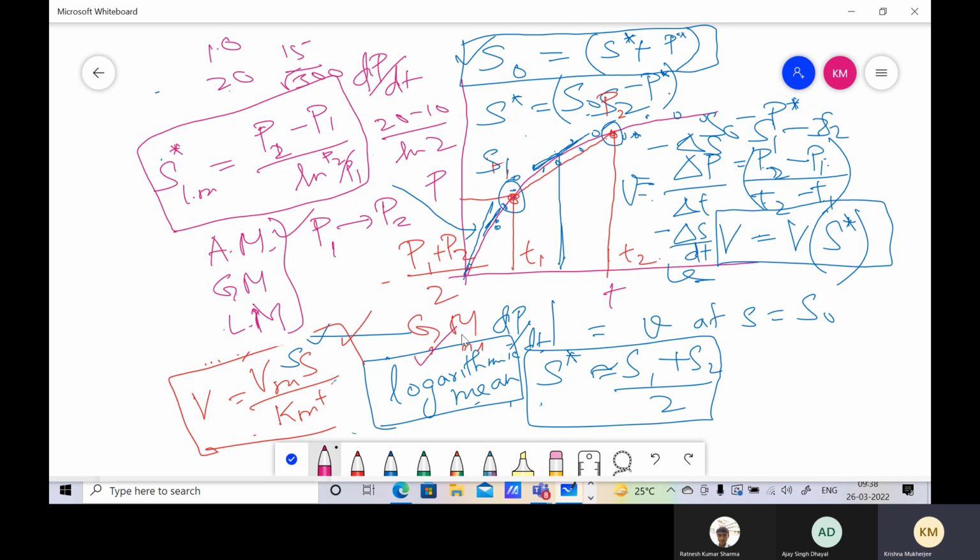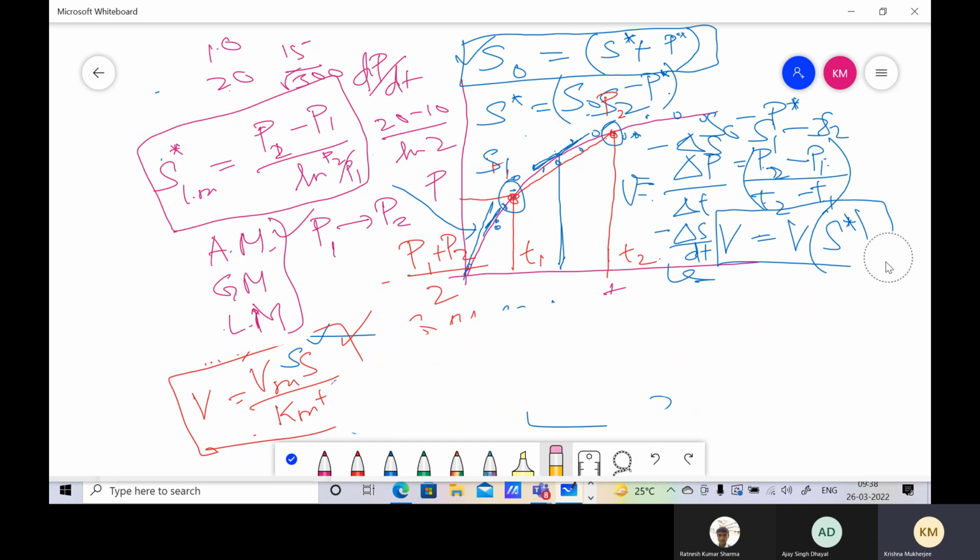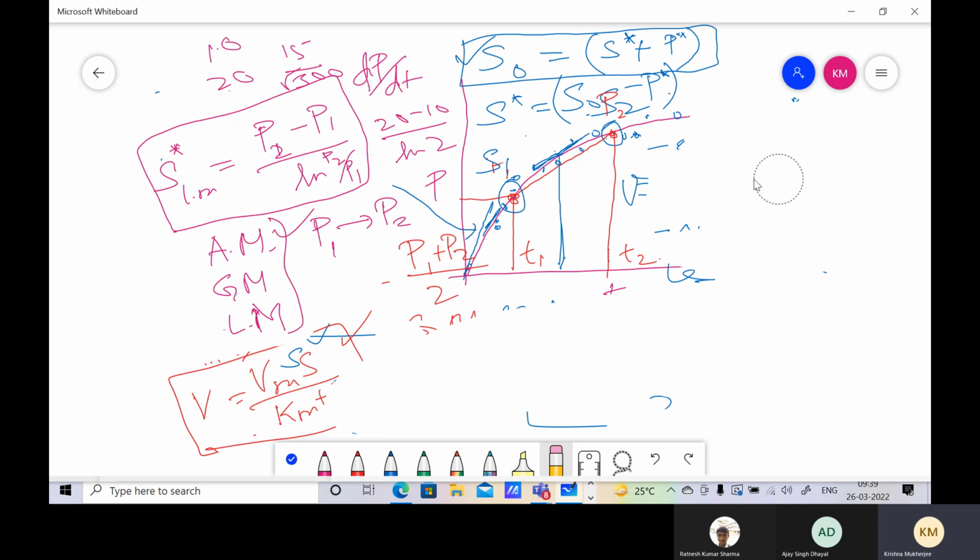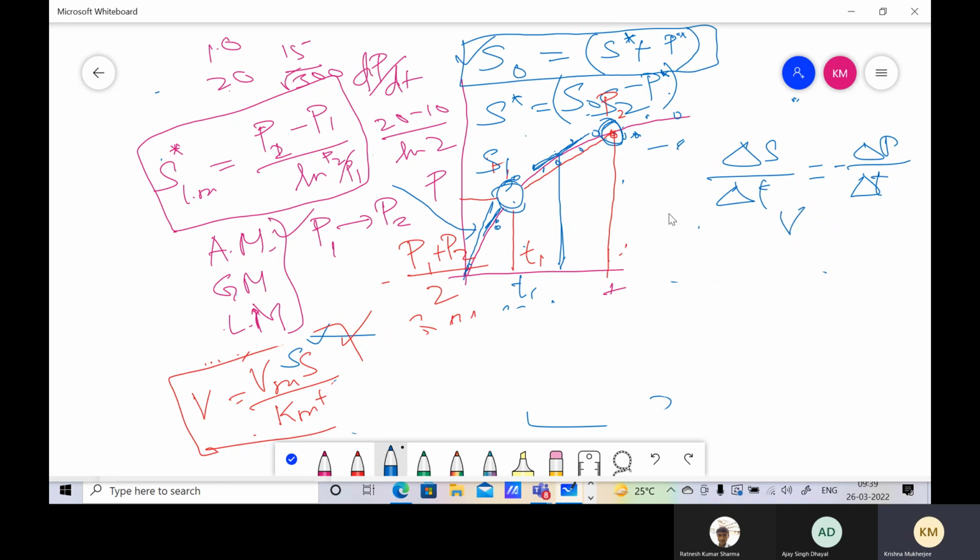So why is it the logarithmic mean is the question. Now tell me why it should be the logarithmic mean. Let us derive the fact that the best estimate of V is at the logarithmic mean of the 2 points where you join the tangent. I have joined this point and this point at S1 and S2, or P1 and P2, at times T1 and T2, and found the velocity, which is delta S upon delta T, or minus delta P upon delta T. So I know the velocity.